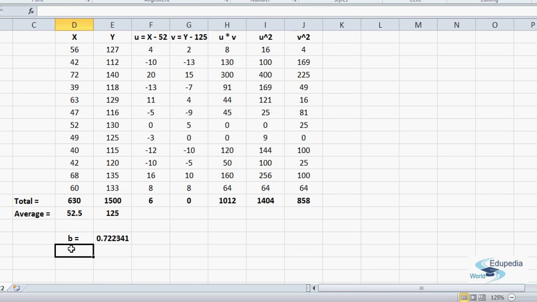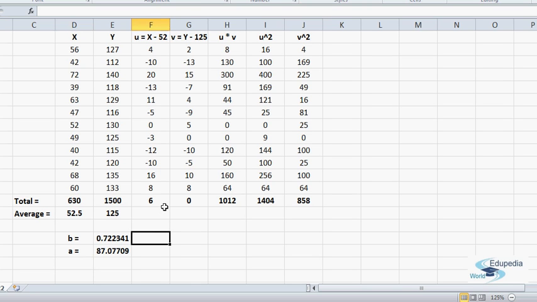Next we need to find the value of a, and a, we know the formula is y bar minus b times x bar, right? Yeah, so that's the formula, and here we get the value of a as 87.077, so 87.07.